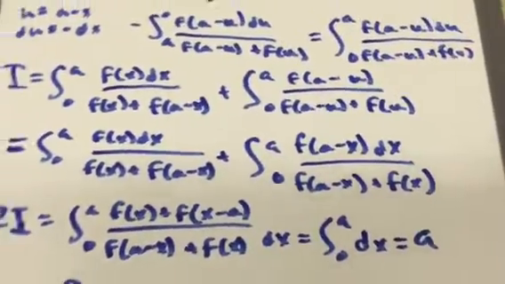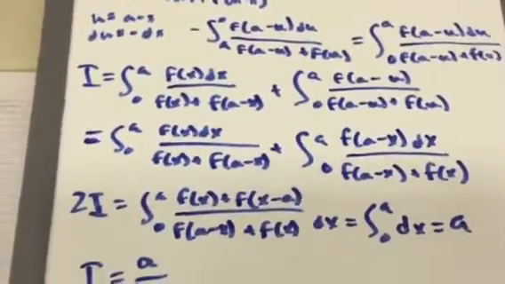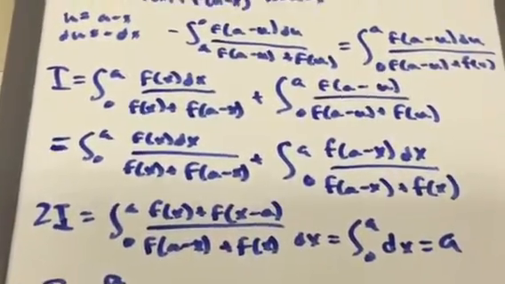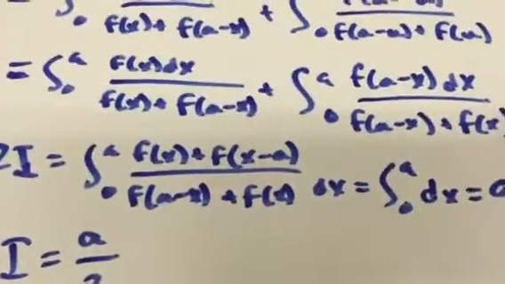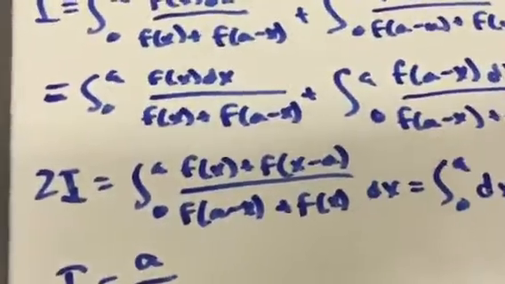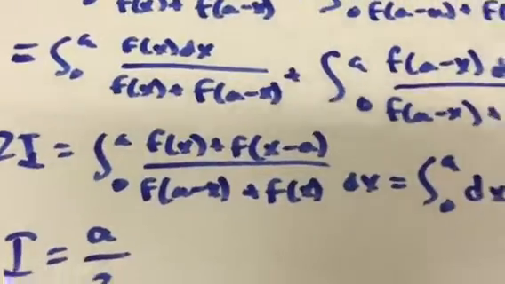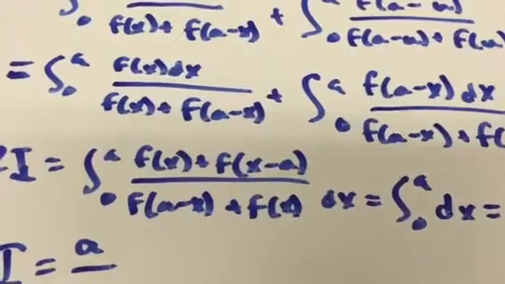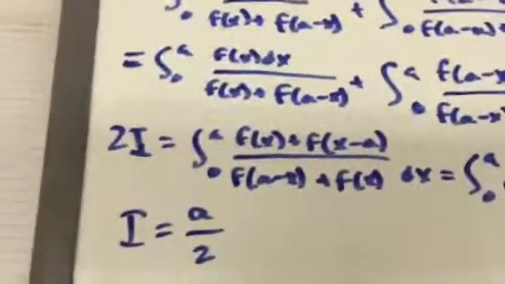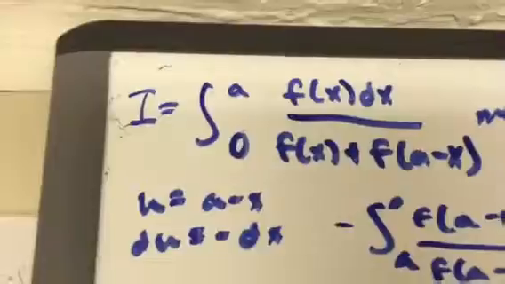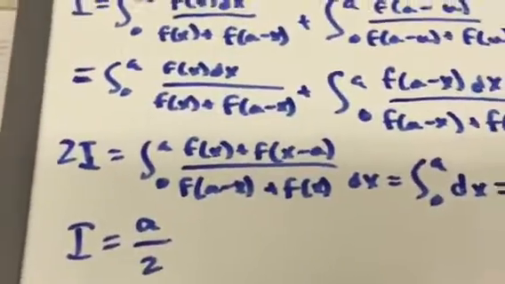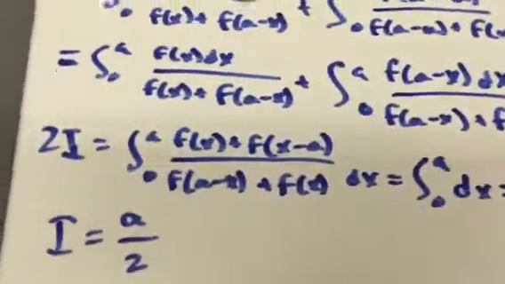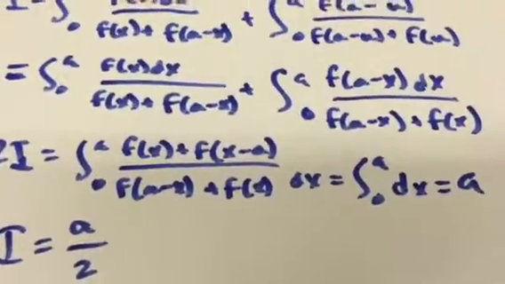And if you were to cross multiply to get the same denominator, well, the denominator is the same. We can just add the numerators together to get the integral of 0 to a of f of x plus f of a minus x over f of a minus x plus f of x, which is actually equal to 2 times our original integral. When you cancel all this out, it's just equal to 1, aka dx.